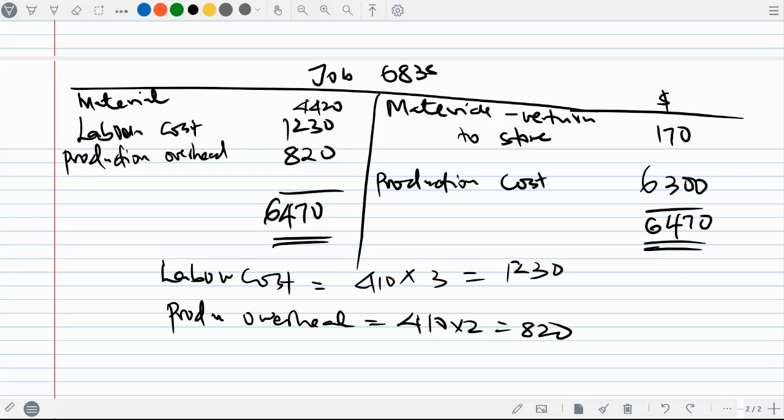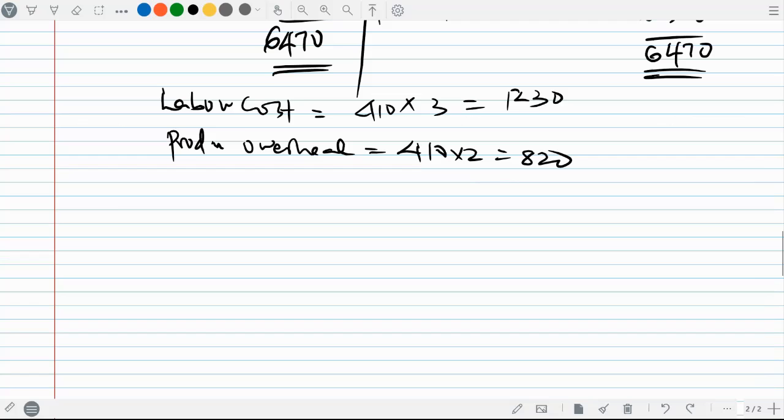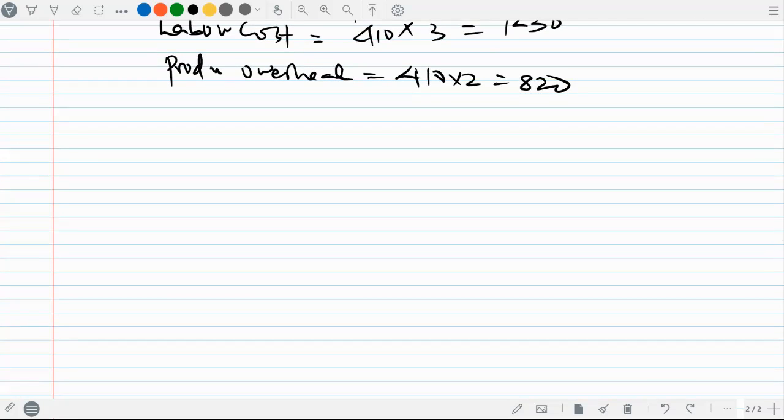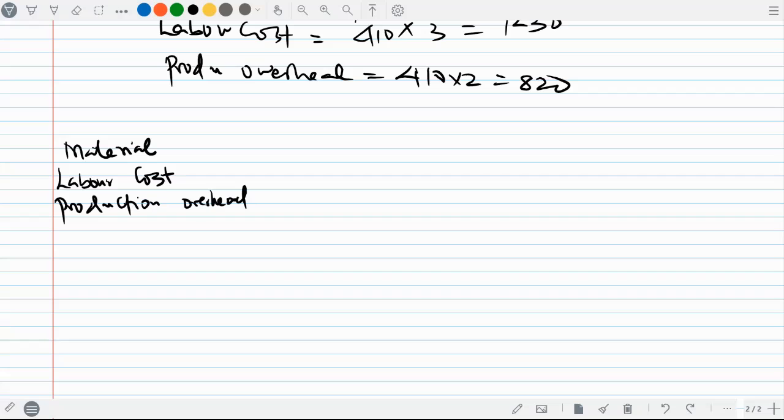Part B, we need to summarize this in a job cost card. So you can have the cost card with material, labor cost, and production overhead. You begin with the first job, 68.2, the job completes. Then 68.3, 68.4, and 68.5.